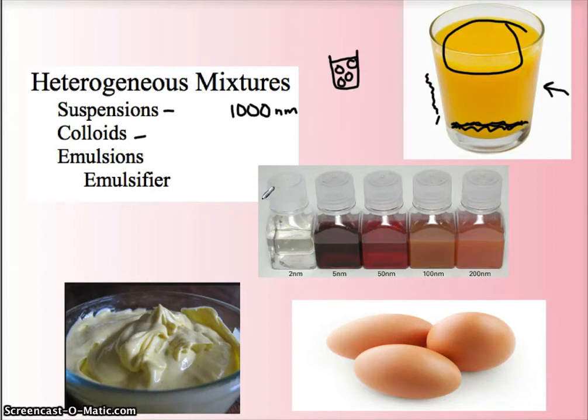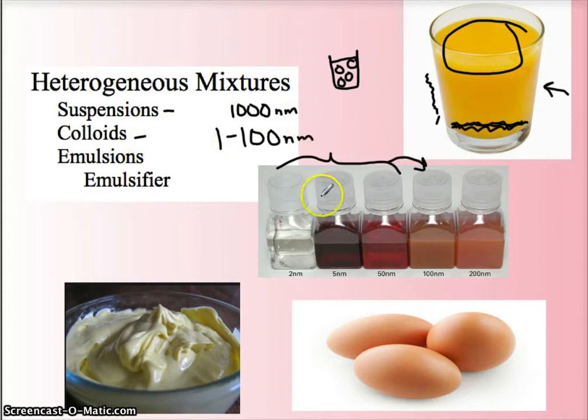Particles in colloids are much smaller than those in suspensions, typically about 1 to 100 nanometers. So you can see these bottom three here could be classified as colloids, and maybe even this one right here since it's right at 100. Some examples of colloids are Jello, whipped cream, marshmallows, paint, and even blood.